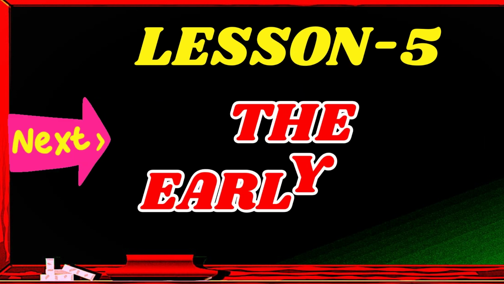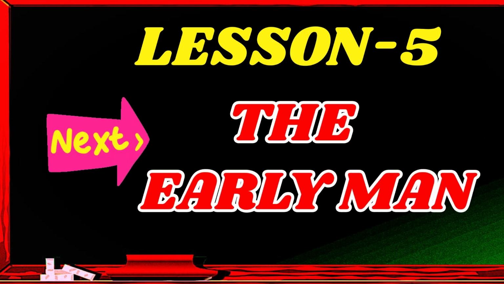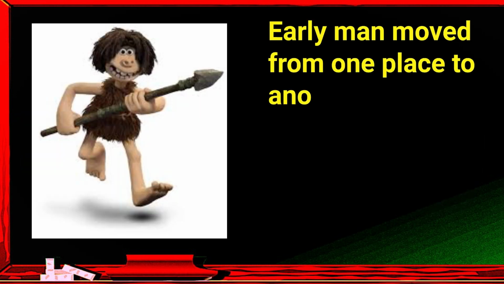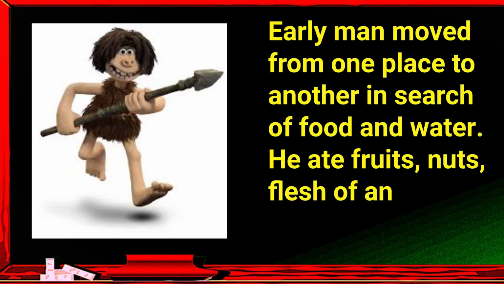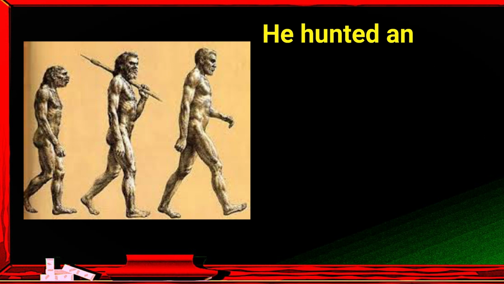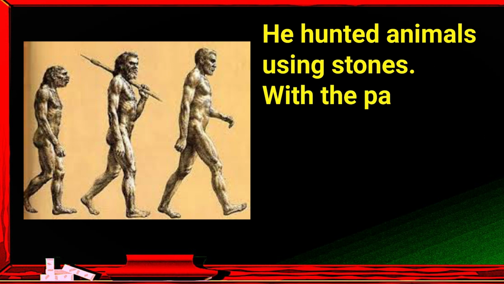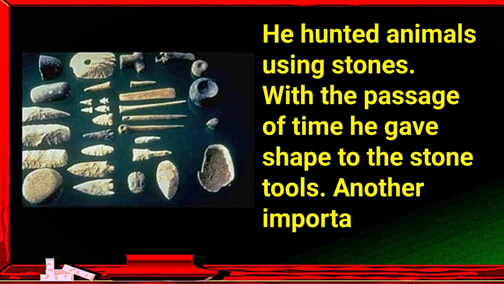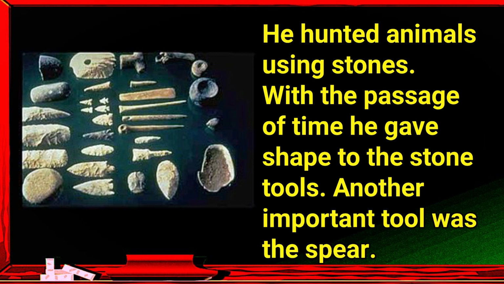Now we will revise the next lesson, which is lesson number 5, The Early Man. Let's revise the important points about this lesson. Early man moved from one place to another in search of food and water. He ate fruits, nuts, flesh of animals, etc. He hunted animals using stones. With the passage of time, he gave shape to the stone tools. Another important tool was the spear.